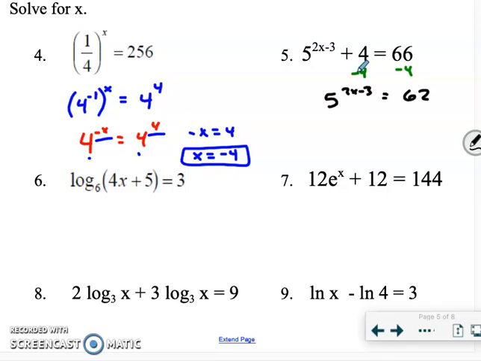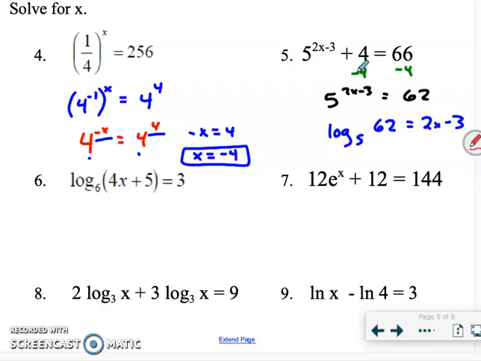So my next move, because I'm somewhat at a dead end here, is to take this exponential function and rewrite it as a logarithm. So we could do exactly that. I'm noticing that I have base 5, so I could rewrite as log base 5 of 62, and I could say that that's equal to 2x minus 3.